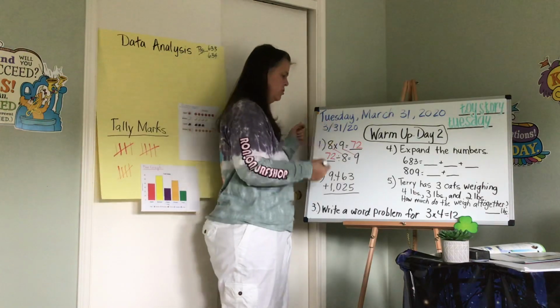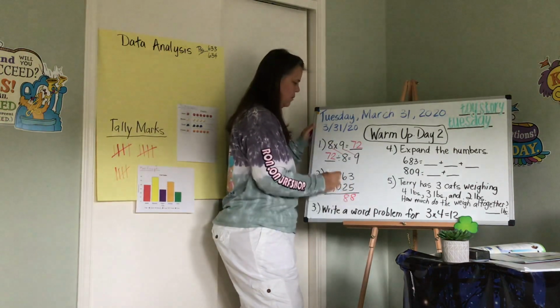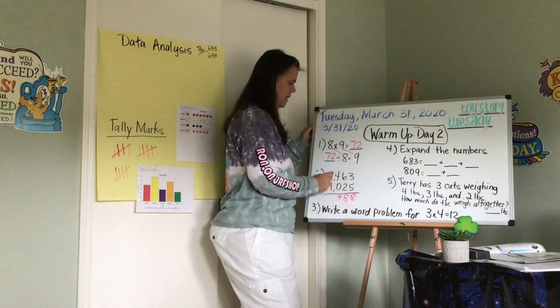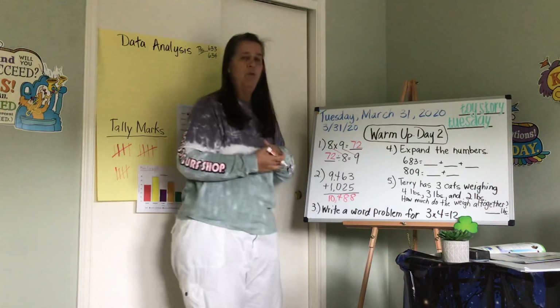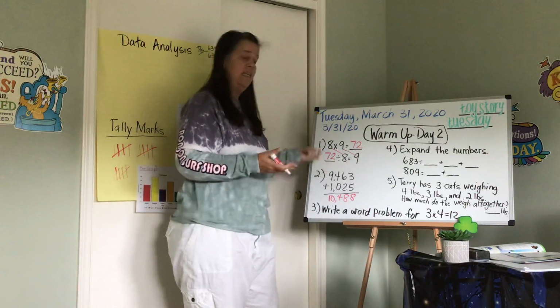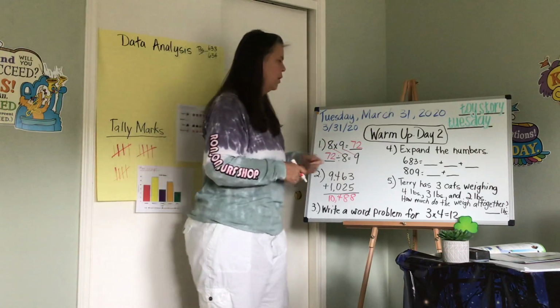It's the same procedure. 3 plus 8 is 8. 6 plus 2 is 8. 4 plus 0 is 4. 9 plus 1 is 10. You need to add our comma. 10,488. That one didn't even require any regrouping. So easy. All right, number 4.